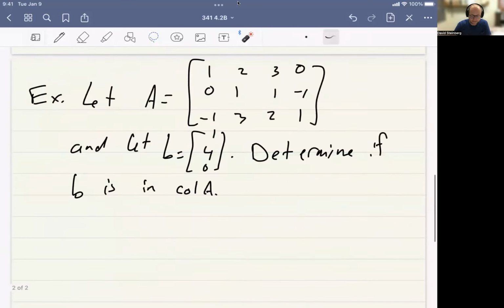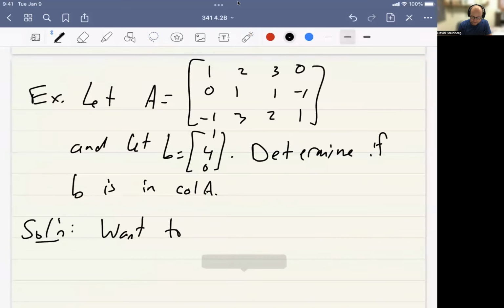Okay, now we get to this example. Let's let A be this matrix and let b be the vector 1, 4, 0. We want to determine if b is in the column space of A. So we want to determine if b is a linear combination of the column vectors of A. So our solution is, we want to know if Ax equals b is consistent.